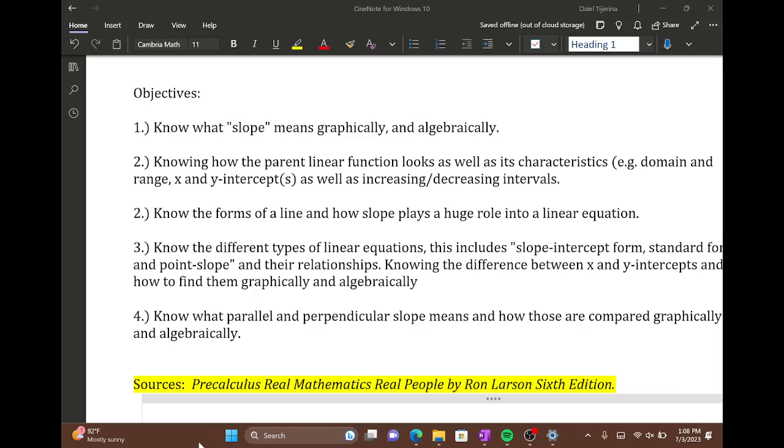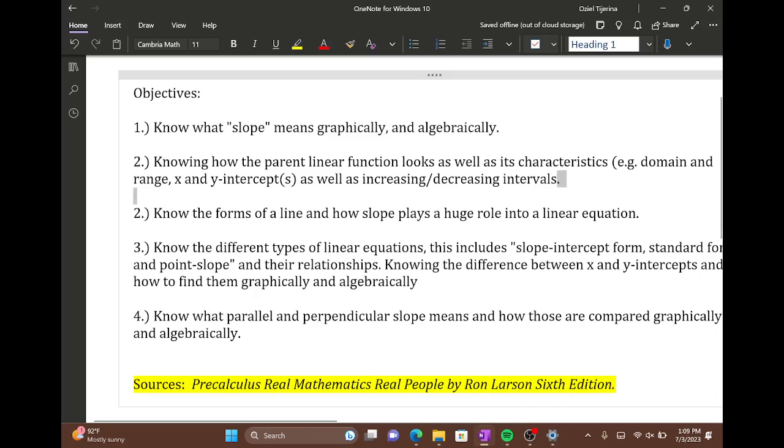Okay, so I made a little change here. And let me actually do this here. So the second objective here, we want to also know how a linear function looks, the parent linear function. This is the easiest one, but a lot of people don't understand what I mean when I say parent function. A parent function means that it's just x.